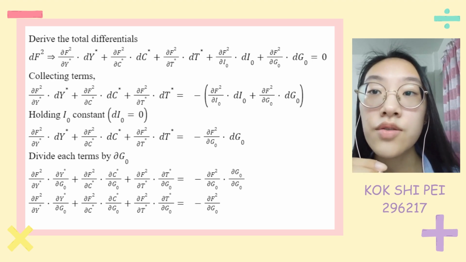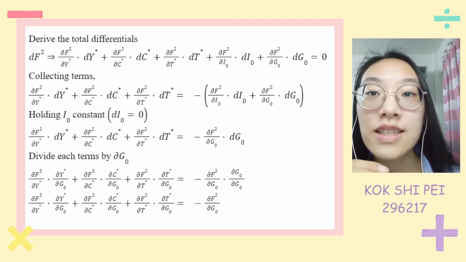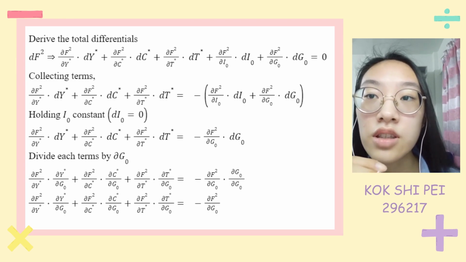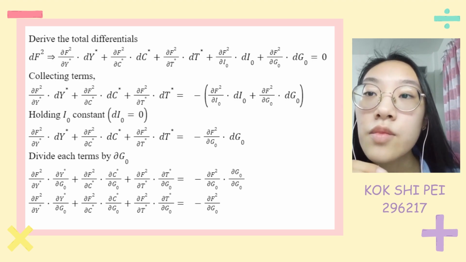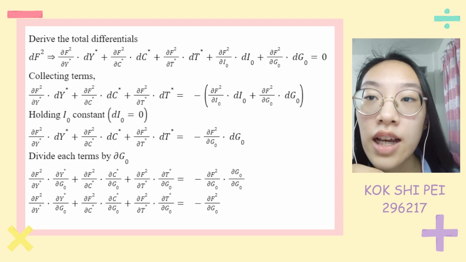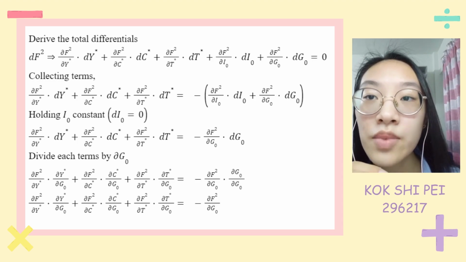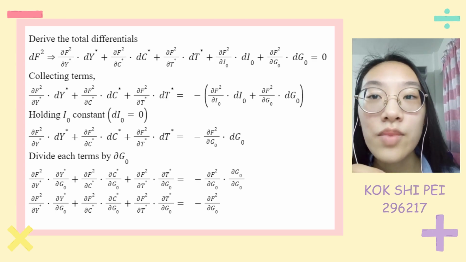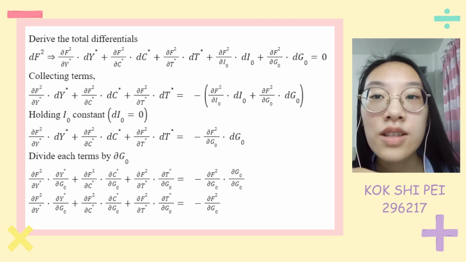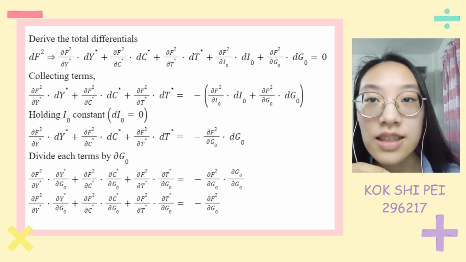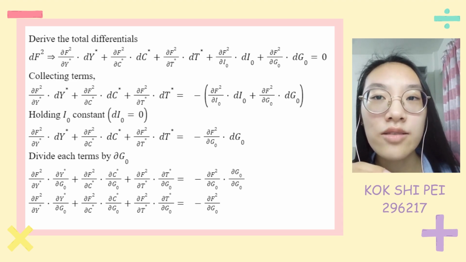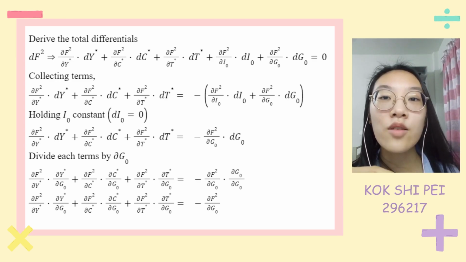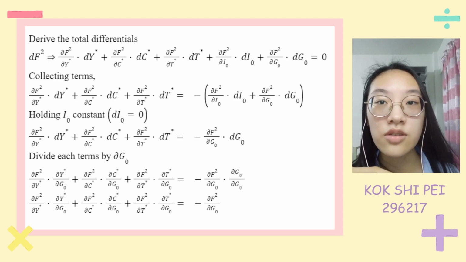For the second equation, to find the partial derivative of C with respect to G0, we derive the total differential dF2 = ∂F2/∂Y* times dY* plus ∂F2/∂C* times dC* plus ∂F2/∂T* times dT* plus ∂F2/∂I0 times dI0 plus ∂F2/∂G0 times dG0 equals 0.